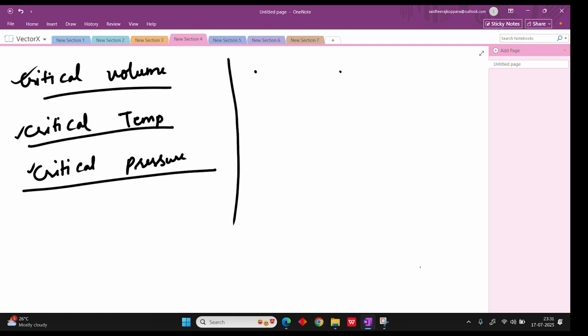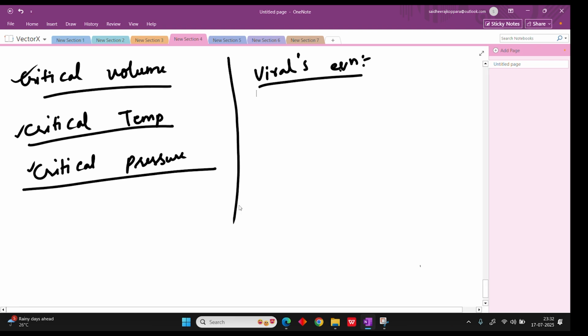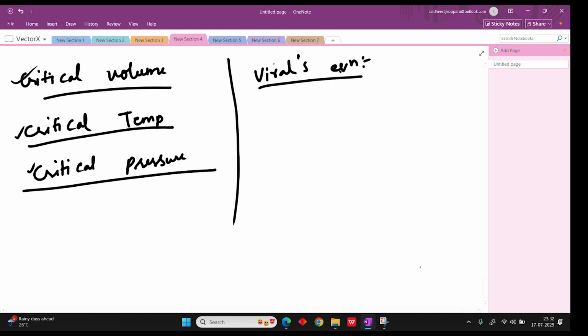Now coming back to Viral's equation. I hope you understood this. If you didn't understand anything, then please do let us know by writing it in the comment box. Next, Viral's equation. Sometimes you might be asked questions based on this. Beyond advanced, they will just ask what is the second viral coefficient, what is the third viral coefficient.